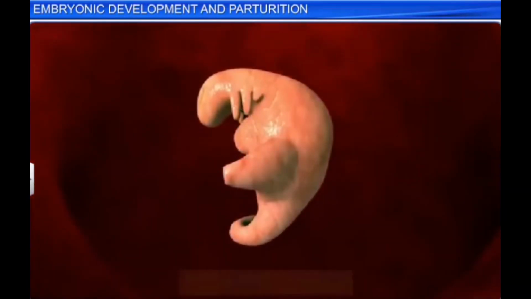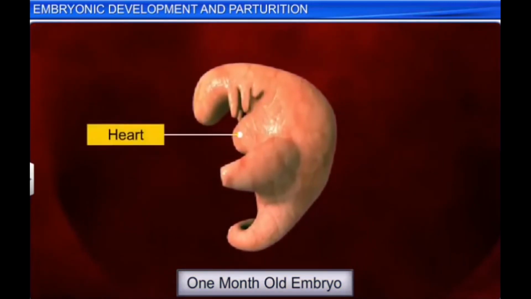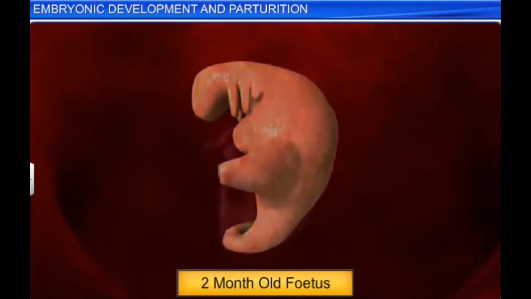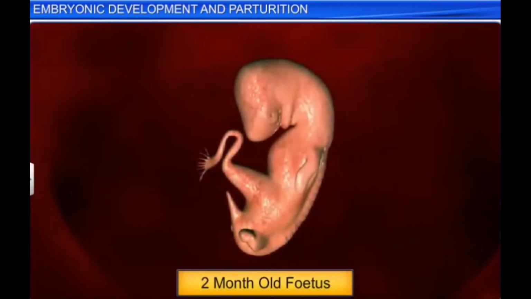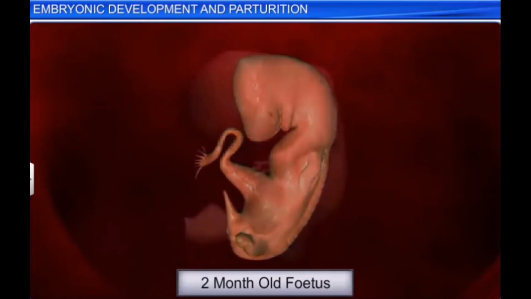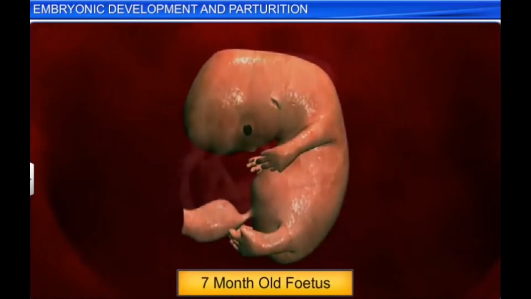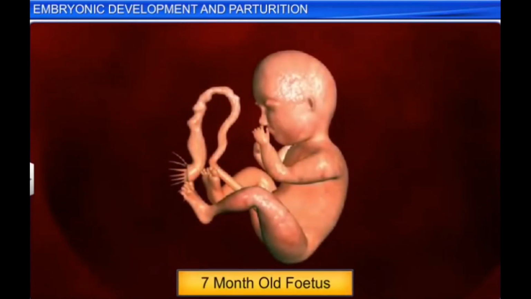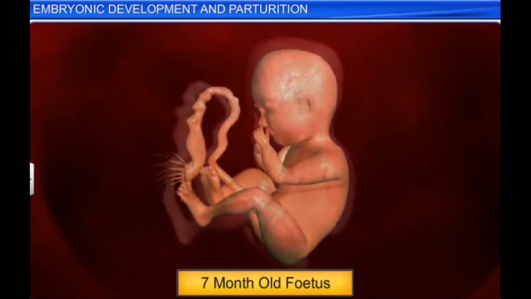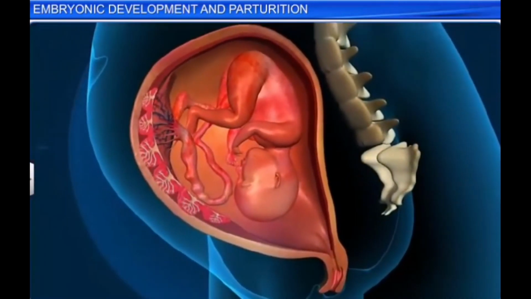During this period, the embryo undergoes several developments. By the end of the first month, the embryo develops a heart, while the end of the second month marks the transition of an embryo to a fetus with developing fetal limbs and digits. And by the end of the third month, most of the organs are already formed. Another 4 months and the fetus is rapidly gaining weight and its bones get stronger. By the beginning of the 9th month, the fetus takes the position it will take during delivery.